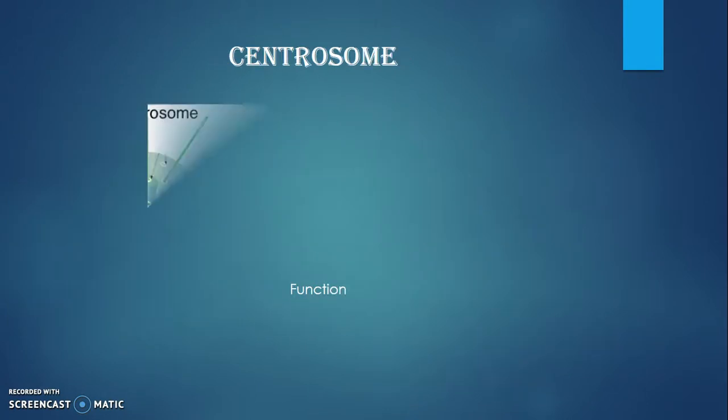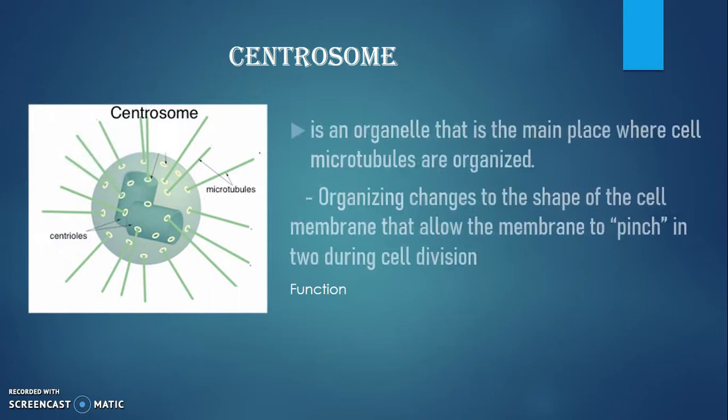Another is the centrosome. The centrosome is an organelle that is the main place where cell microtubules are organized. It organizes changes to the shape of the cell membrane that allow the membrane to pinch during cell division. A centrosome is a cellular structure involved in the process of cell division.